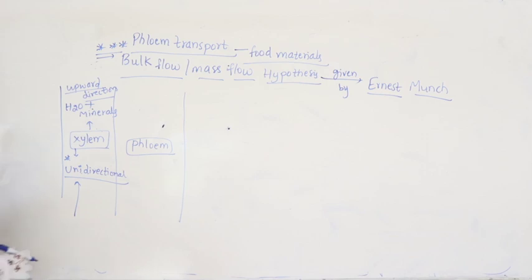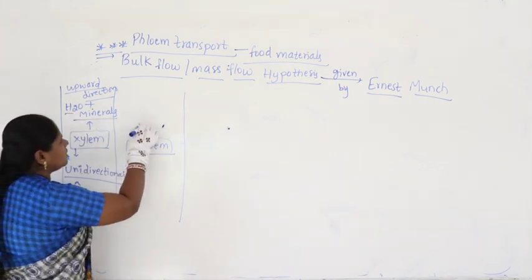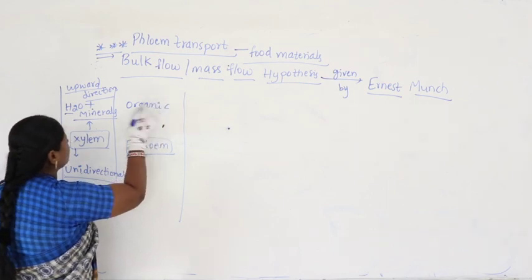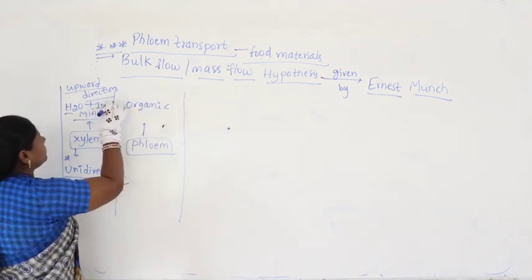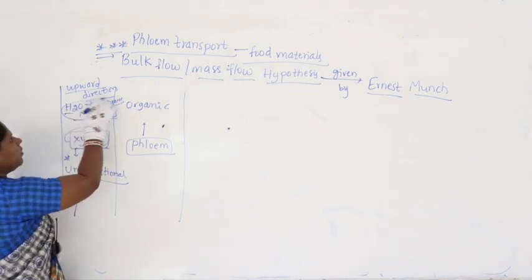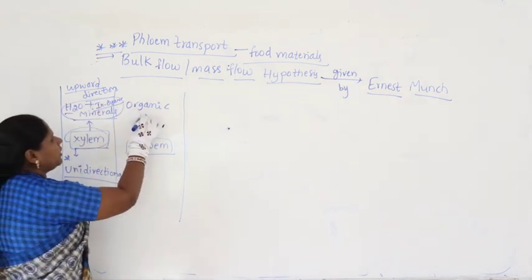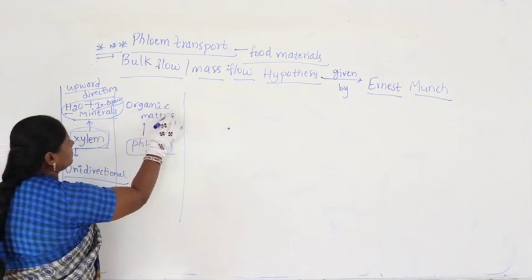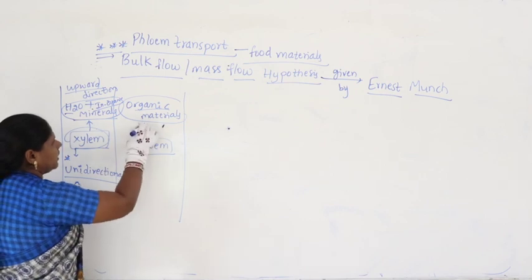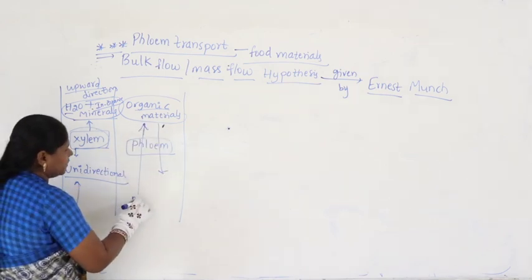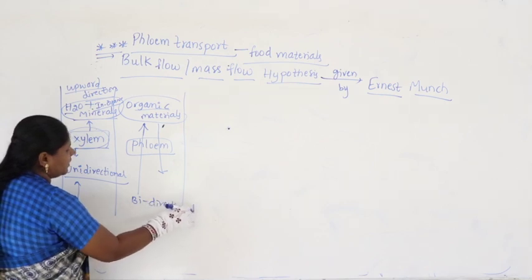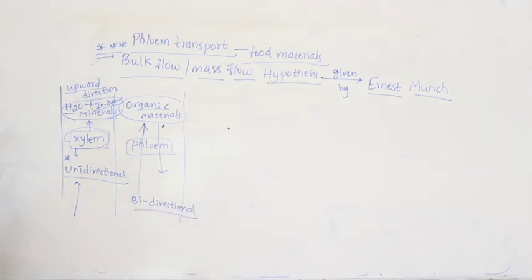Coming to phloem, phloem is the one which transports organic material. So, here better you write down inorganic. In case of xylem, remember water and inorganic minerals. Coming to phloem, organic materials. How do they get transported? They get transported bidirectionally. The food gets transported bidirectionally.